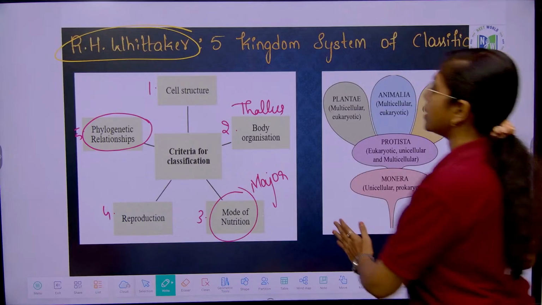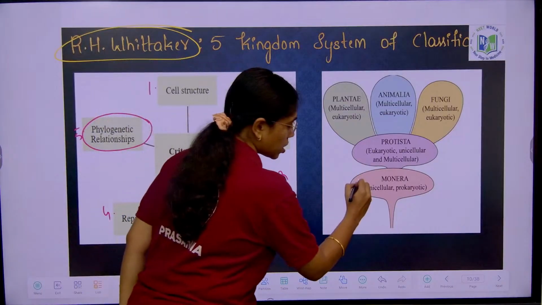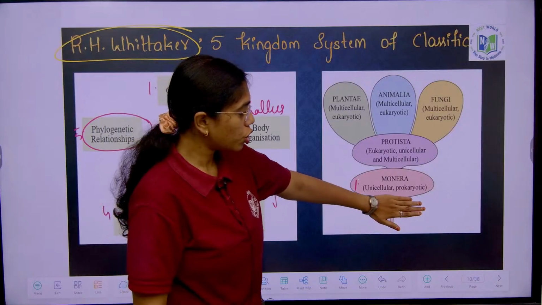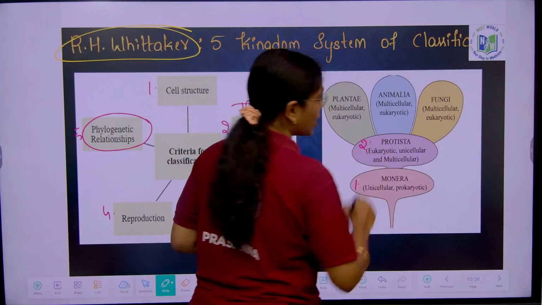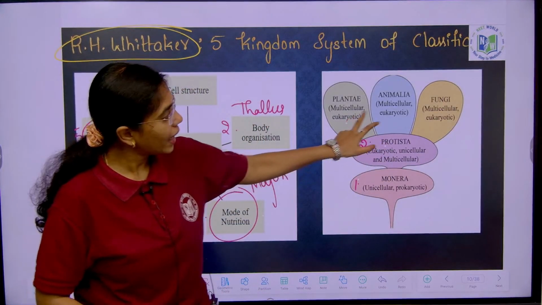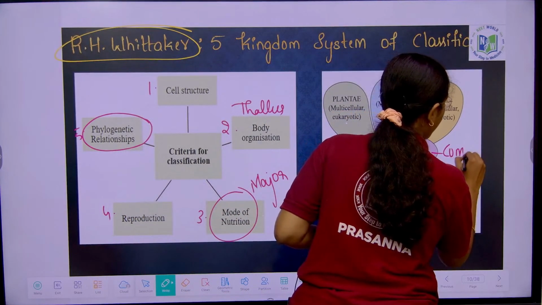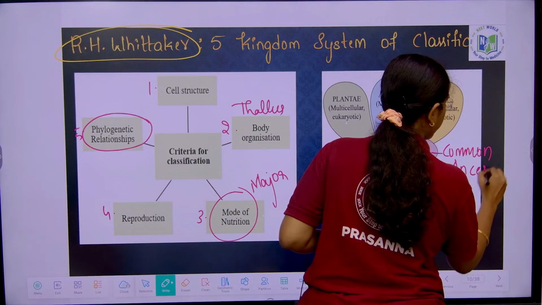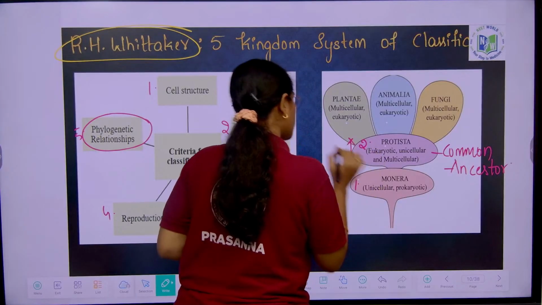So, here it is like an evolutionary tree. Monera, which is the first kingdom of the five kingdom system of classification, includes unicellular prokaryotic organisms. Second is Protista. Protista is the common ancestor for Plantae, Animalia and Fungi. This is the common ancestor, and this is the connecting link between prokaryotes and eukaryotes.